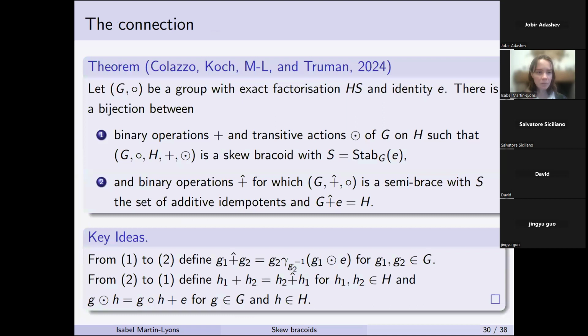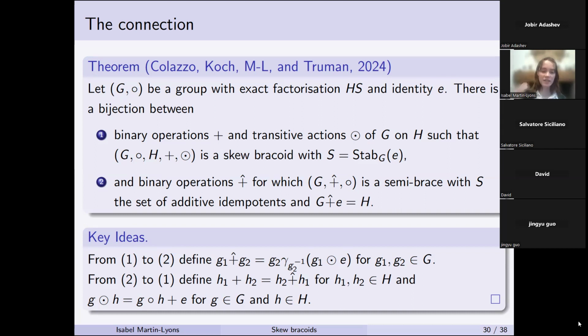Okay, but let's actually connect the dots. So if we have G with circle a group with an exact factorization HS and identity E, then there is a bijection between binary operations plus and transitive actions circle dot of G on H such that G circle H plus circle dot is a skew bracoid with S equal to the stabilizer of the identity in this skew bracoid. So this S has to line up with this S in our exact factorization.